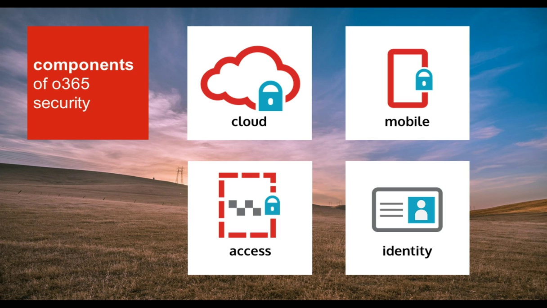So the way we see security for Office 365, we see it in four buckets. We refer to one part of it as access control, which is which users, using what types of devices, from what locations, etc., are allowed to connect to your Office 365 instance.